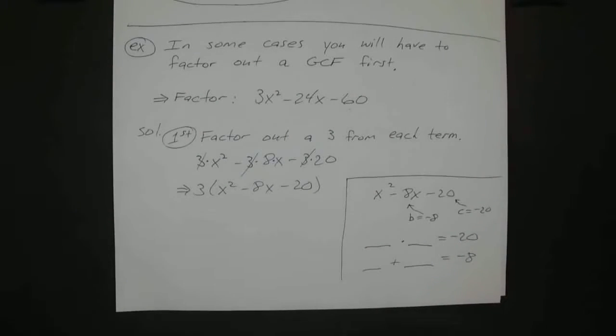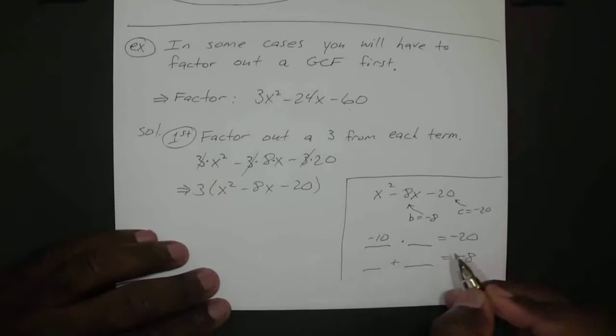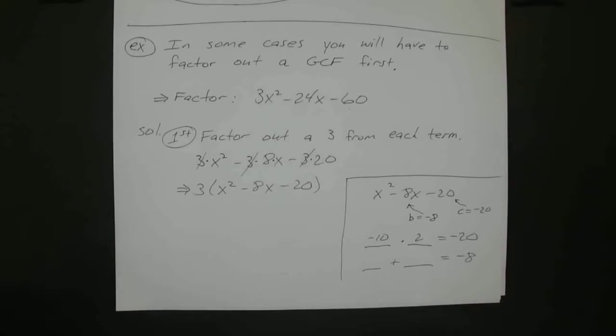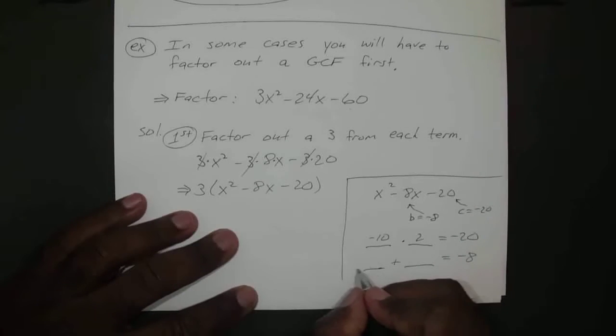Now this is where it can get a little bit tricky. Is it negative 10 and 2? Yep, negative 10 and 2. Because you get different combinations of positive and negative, so you want to kind of look at that.